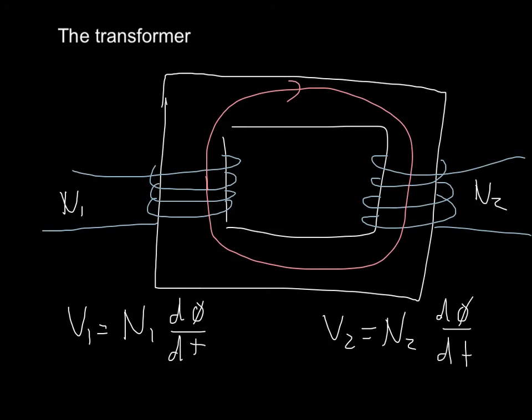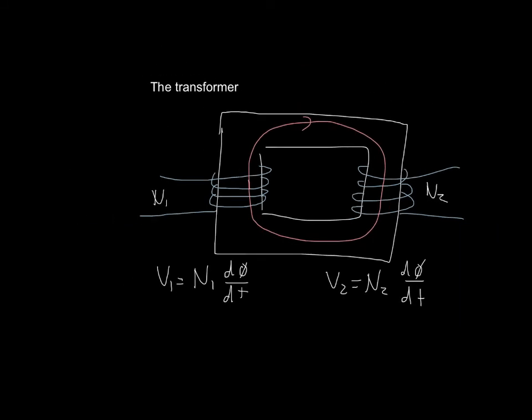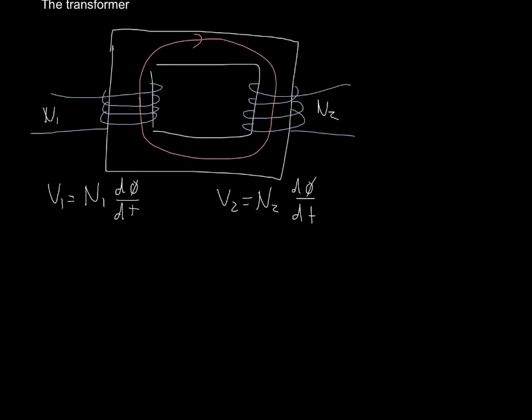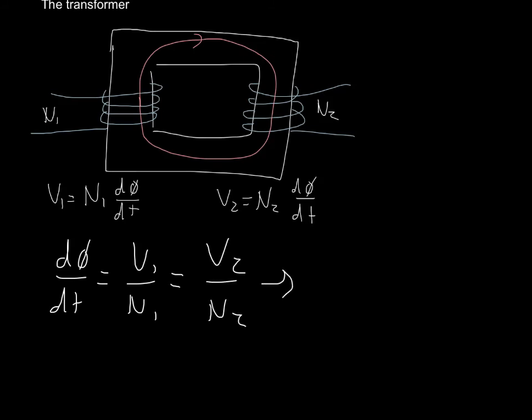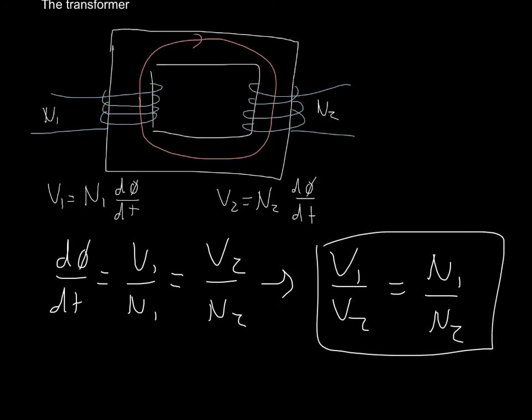And now we can easily see that this has to be the same in both, because it's the same flux that's going around this thing. So all we need to do is put these two equations together. Now, if I rearrange the first one, I get that the change in flux will be equal to V1 over N1, and also equal to V2 over N2. And this tells me that V1 over V2 has to be equal to N1 over N2. And that's why transformers work.